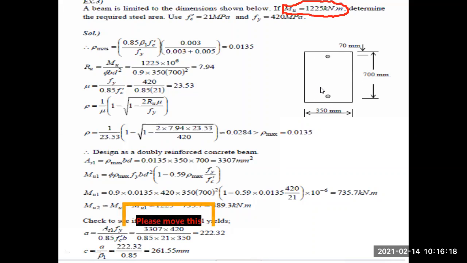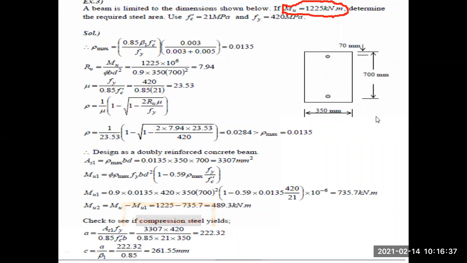Then you increase the moment capacity. Once you increase the moment capacity, if that moment capacity is equal to the moment given in the question, then that would make the section capable of standing the moment and maintaining its singly reinforced state. That means we can have a singly reinforced section.